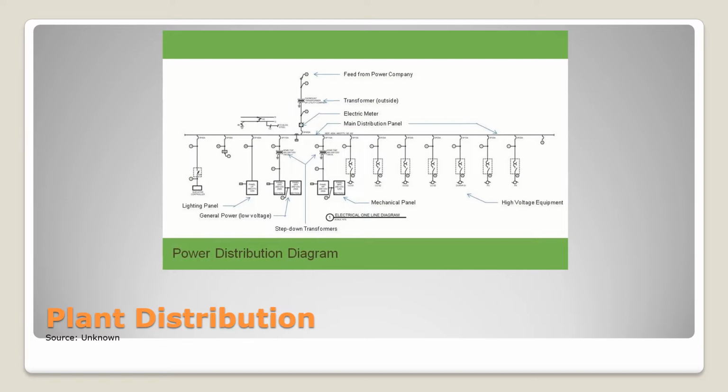Again, this is a one-line diagram that shows you in a notional, or conceptual, way that we're feeding power in from the power company. We've got a transformer outside. We've got an electric meter to give us a billable number so we can get a bill from the power company. And then we have a distribution panel, which in turn sends power out to all of the different loads that exist within the plant.